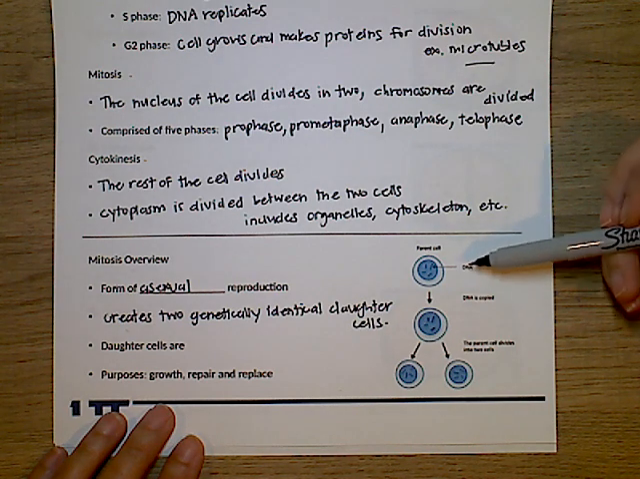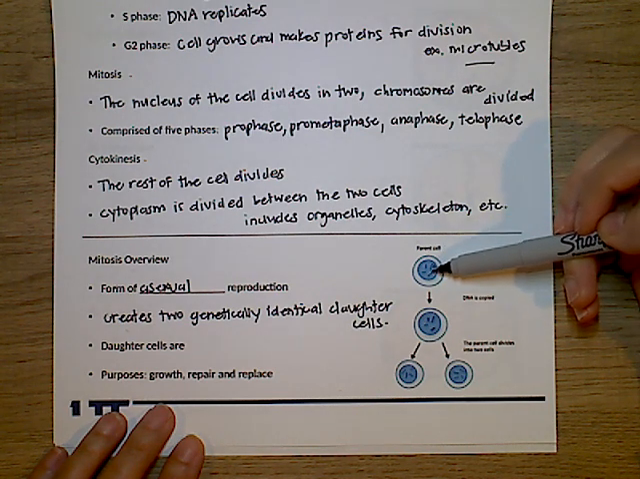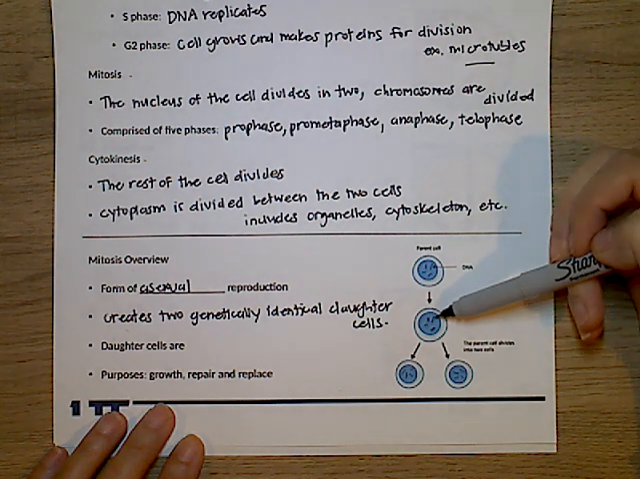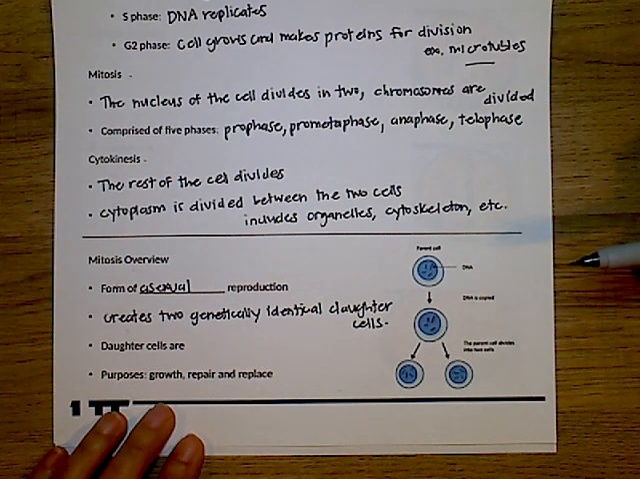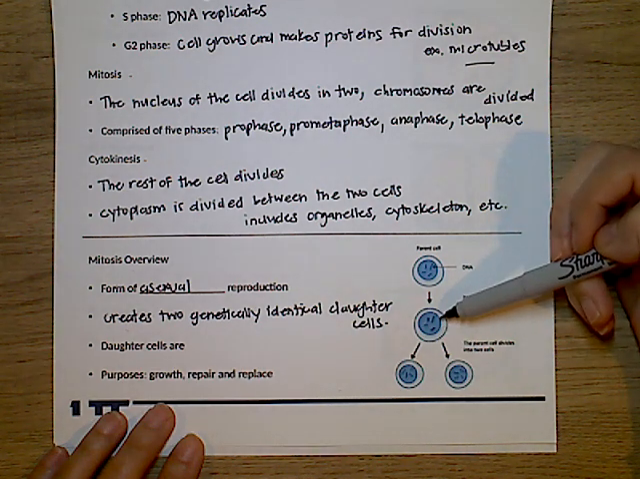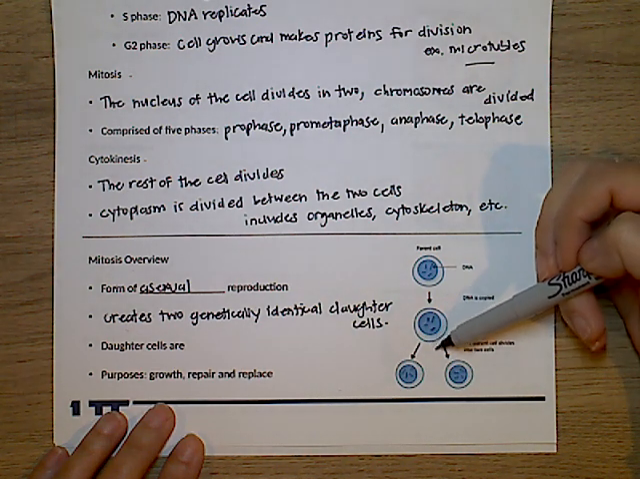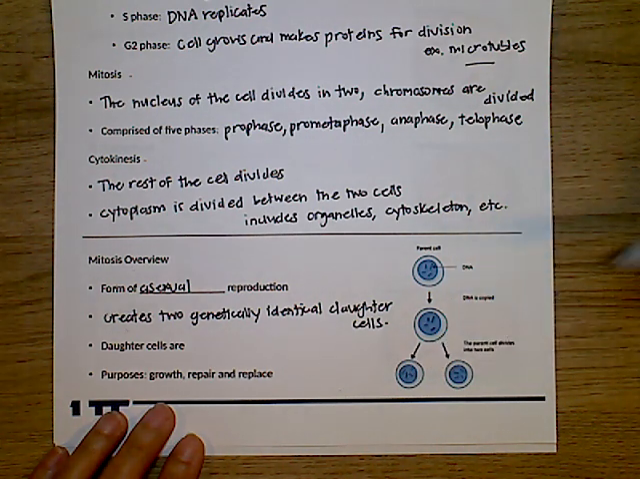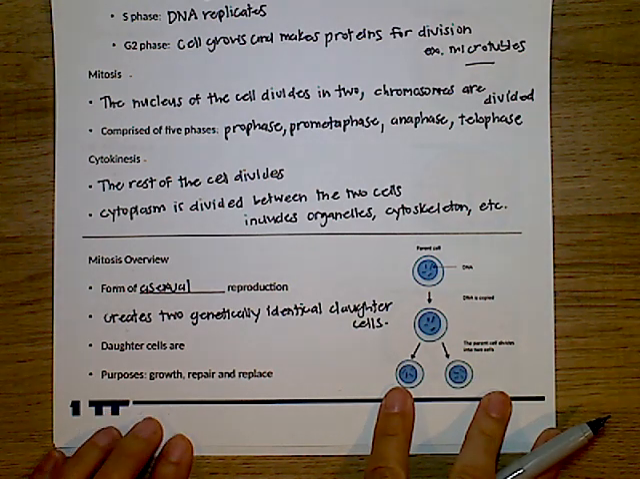So here we have this picture again. We have our parent cell. This is the DNA inside. Through those phases of mitosis, the DNA is copied. Actually, sorry, that's interphase. And then we go through the phases of mitosis and we end up with 2 identical daughter cells after the cell fully divides in cytokinesis.